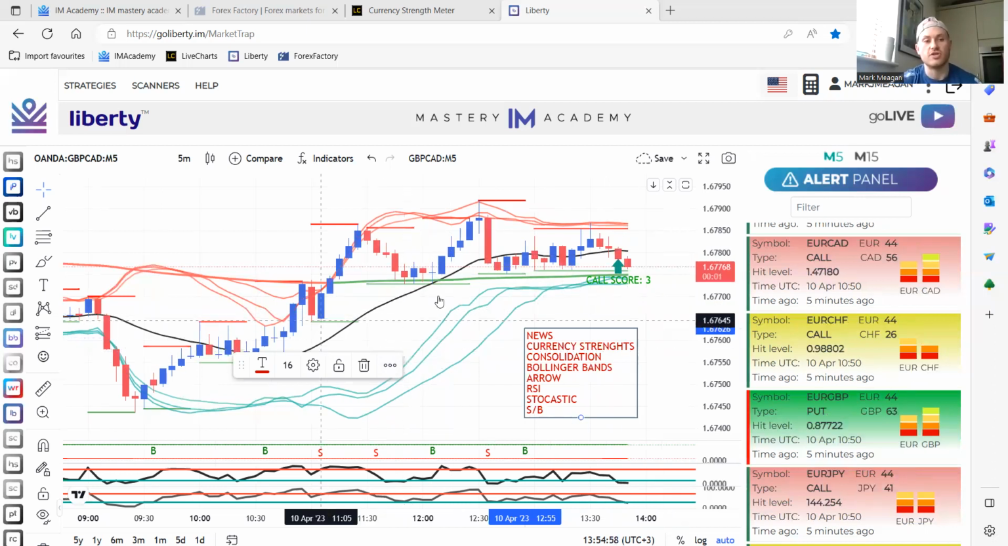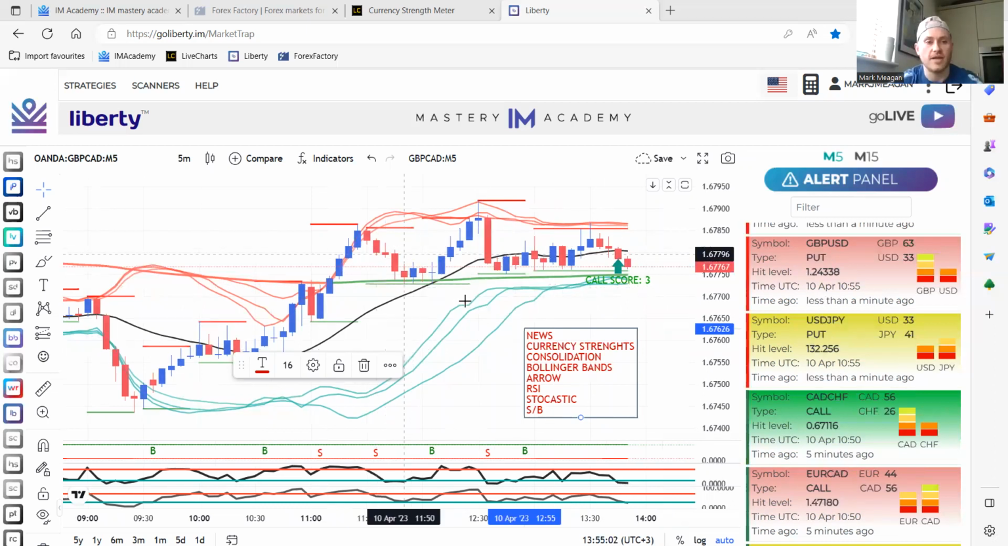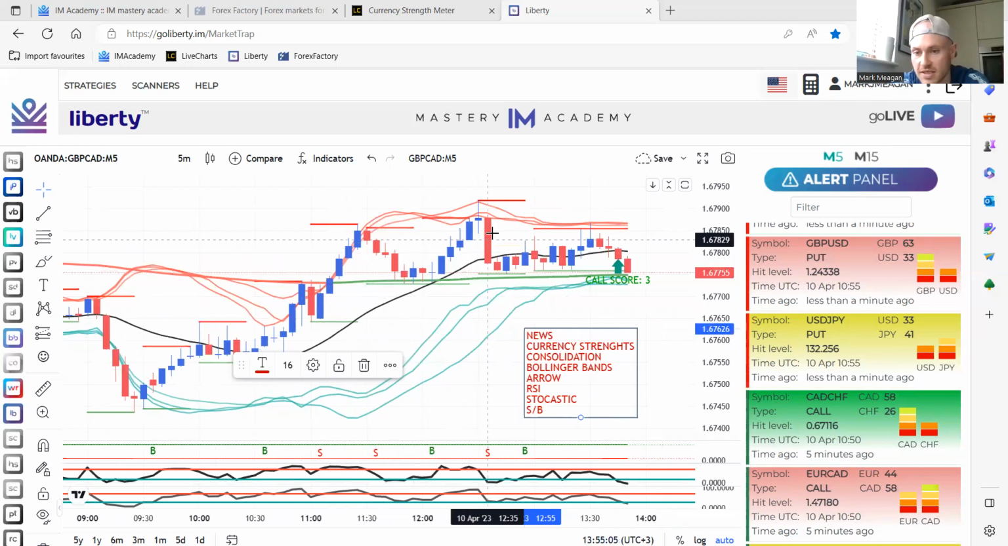So I'm just using this style of trading, which is called binary options trading. So as I said, I'm on the Liberty Scanner, which is in the Academy itself, and I'm looking at currency pairs. So the currency pair I'm on at the moment is the Great British Pound against the Canadian dollar. Now, as you can see on the screen, I've got 8 steps. We've got news, currency strength, consolidation, Bollinger Bands, Arrow, RSI, Stochastic, and S&B.